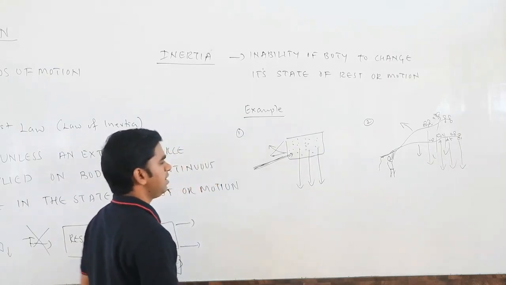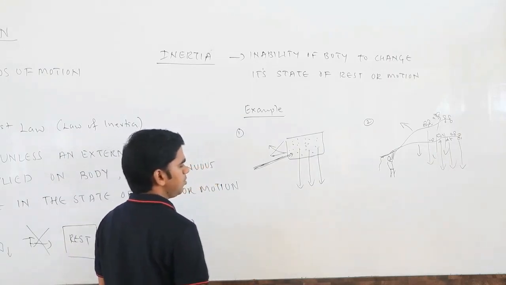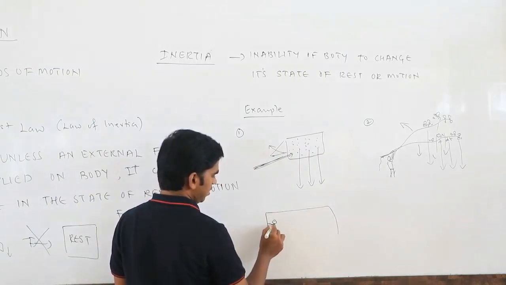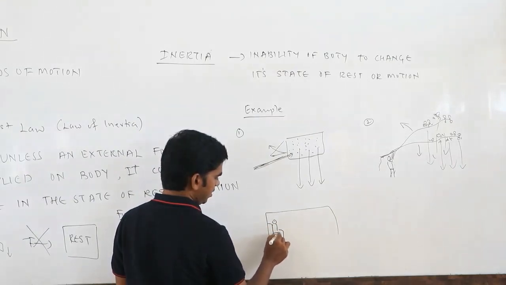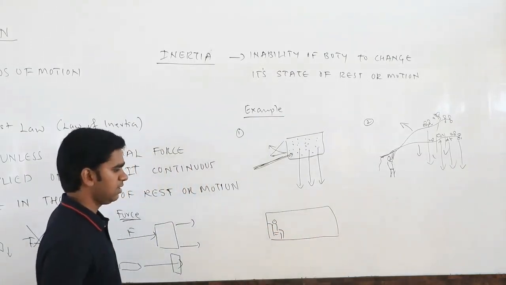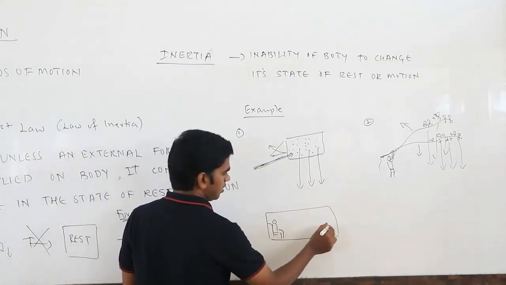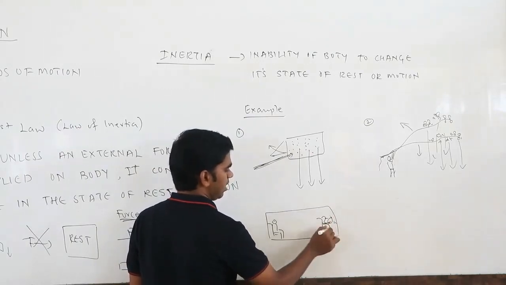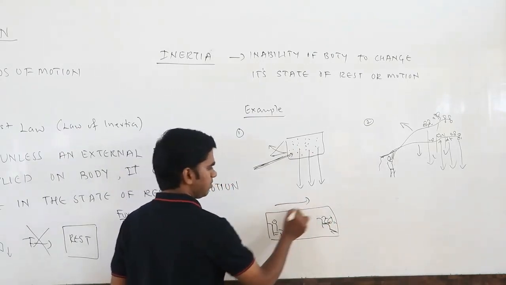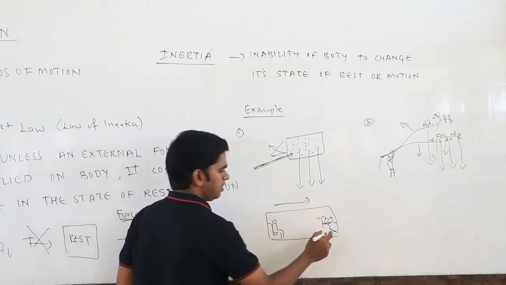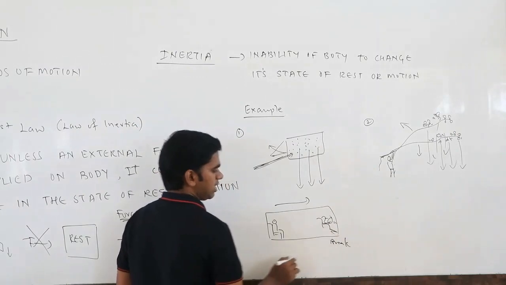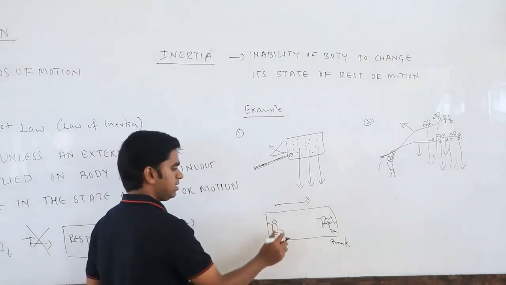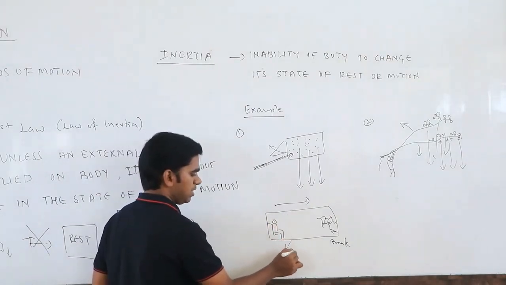Similarly, suppose you are traveling in a bus and you are sitting in the last seat. So you are sitting here. Suppose the driver suddenly applies the brake. Since the bus is moving, the bus is in motion. Suddenly, if the brake is applied, what will happen? Your body is in motion. When the brake is suddenly applied, your bus will come to rest.